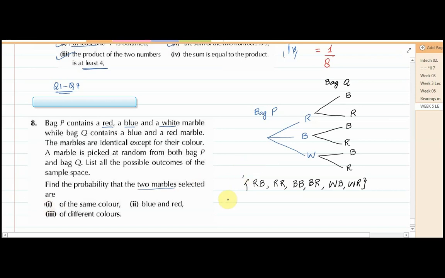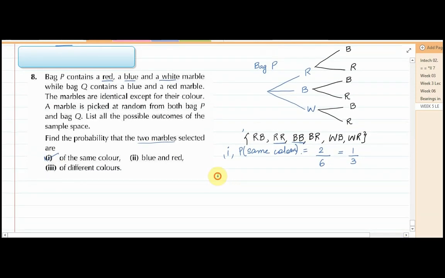Now in part 1 it says the probability of the same color, right? So same color, there are only two possible options of the same color out of 1, 2, 3, 4, 5, 6. So it will be 1 divided by 3, that is the probability of the same color, right? After that it says blue and red.